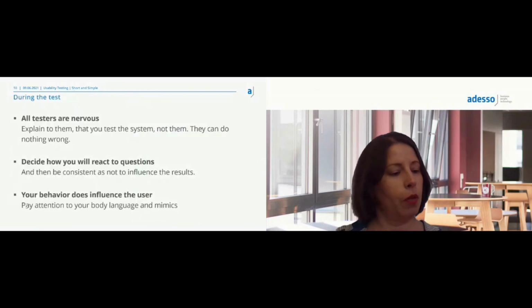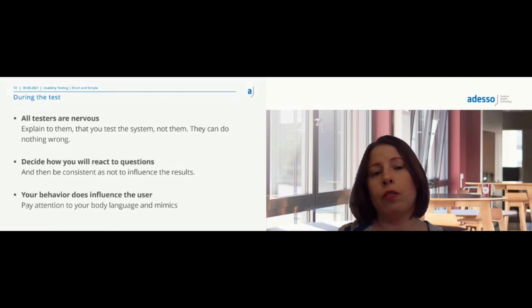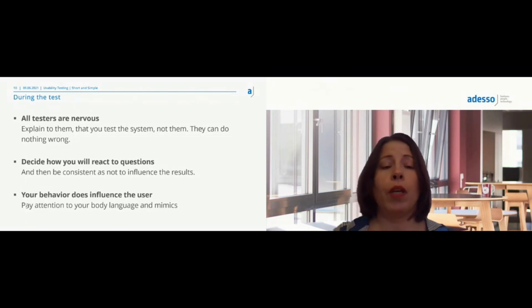So I have to be quick. Time is running out. During the test, remember that all testers are nervous. Explain to them that you test the system, not them. It's really like an exam situation, and perhaps repeat that. Decide how you will react to questions. Either you answer questions when testers have them, or you don't answer them. You tell them things like, just behave as you would if I wasn't there. But make sure that your reaction is consistent, otherwise you will influence the results.